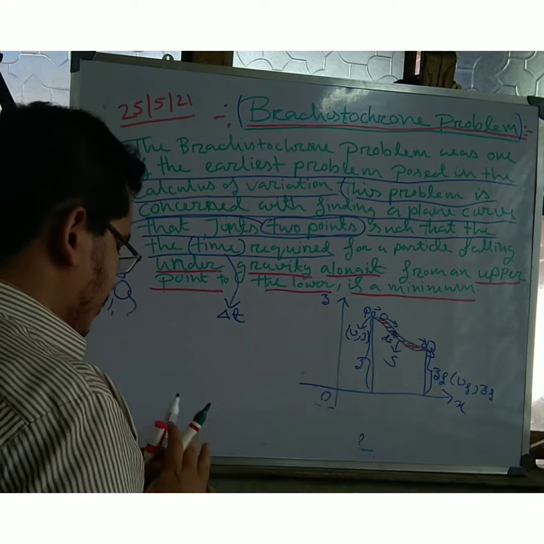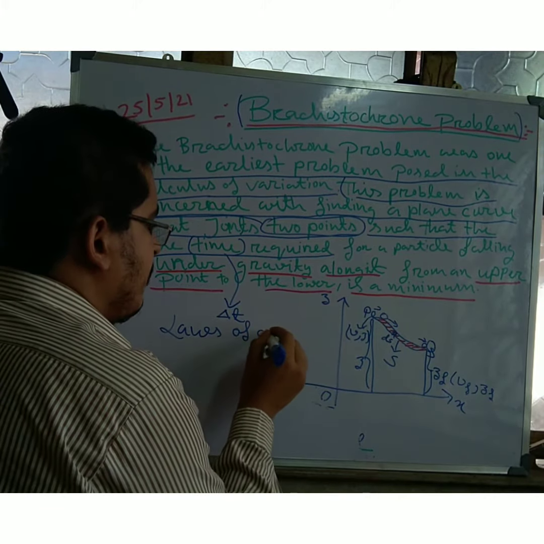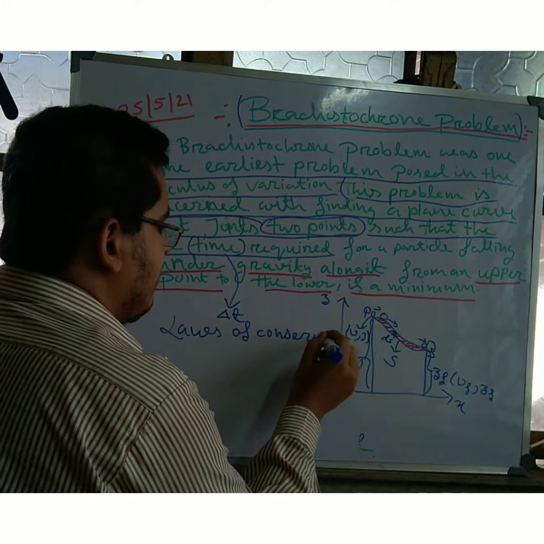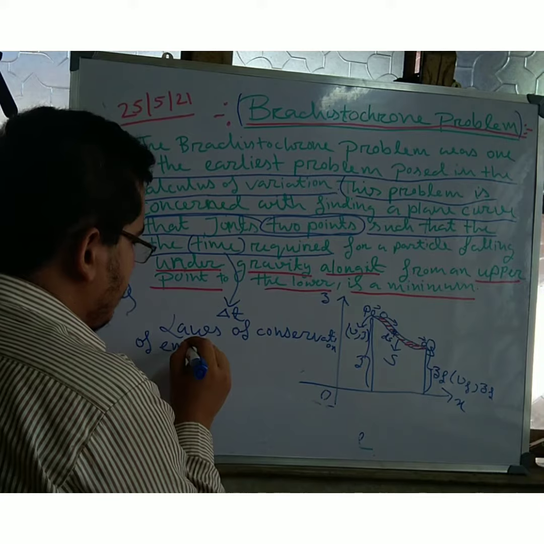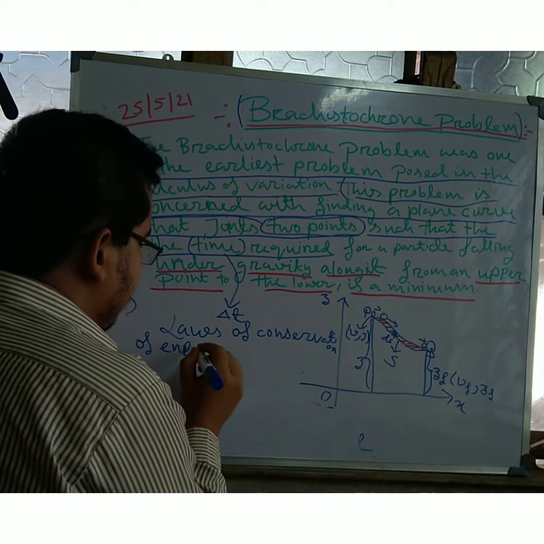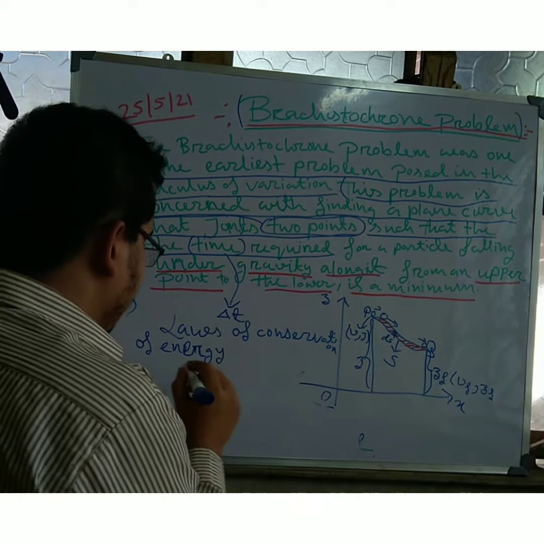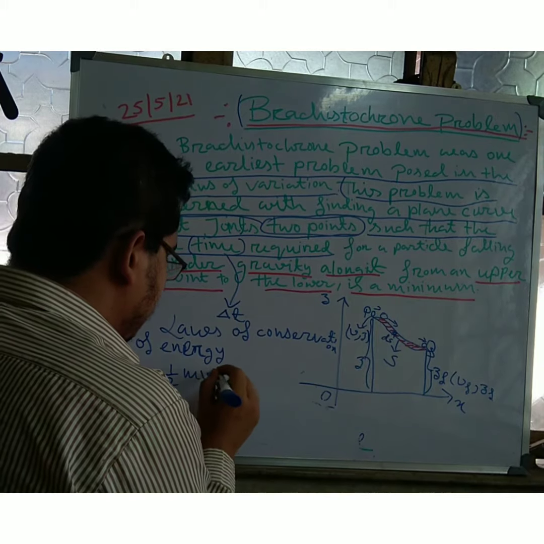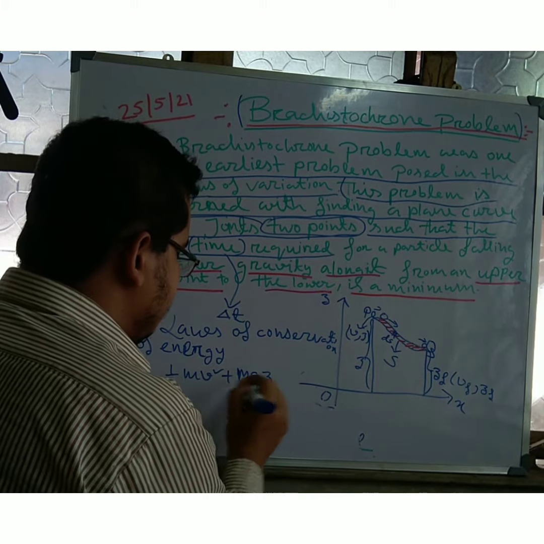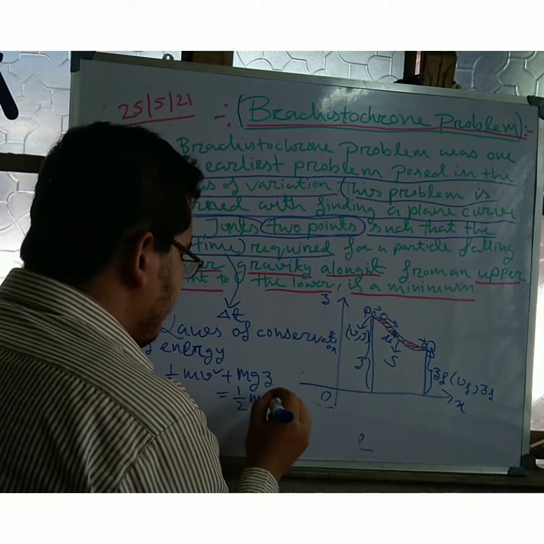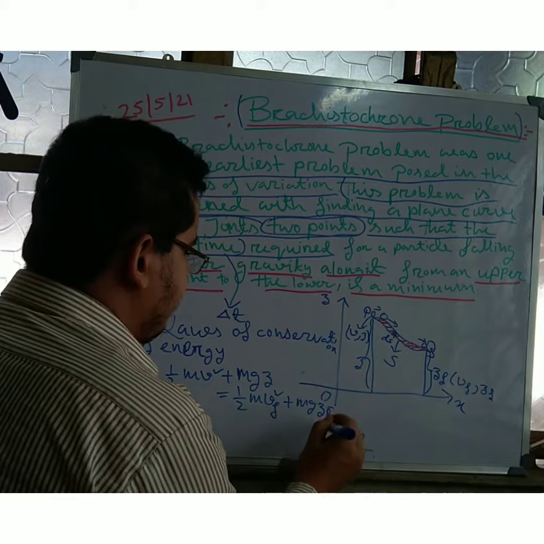Now, the law of conservation of energy. So friends, the law of conservation of energy means total energy is always equal. So friends, I can say half m v square plus m g Z is equal to half m v square F plus m g ZF.